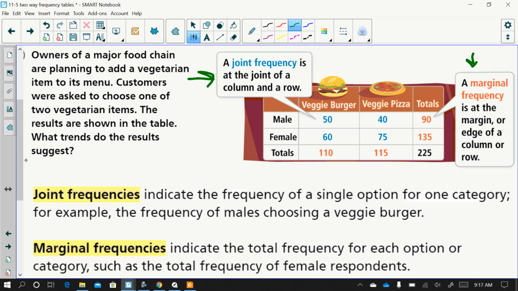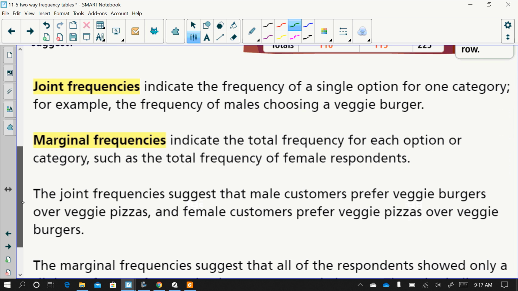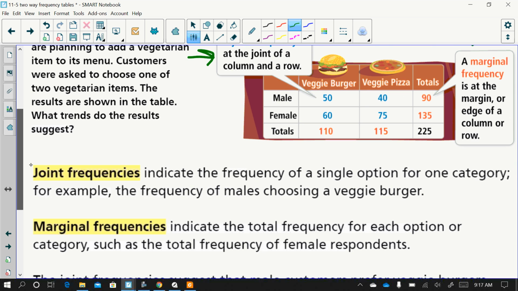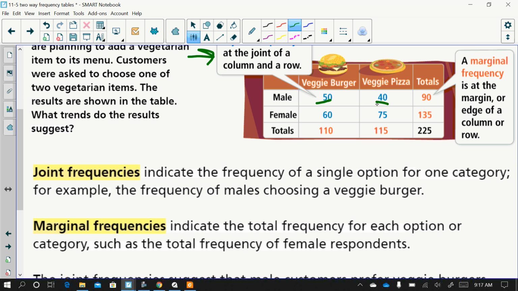So what do our trends suggest? If I look at it, it looks like more males preferred the veggie burger, if I'm reading across the males, and more females preferred the veggie pizza. You could also say I had almost even people.